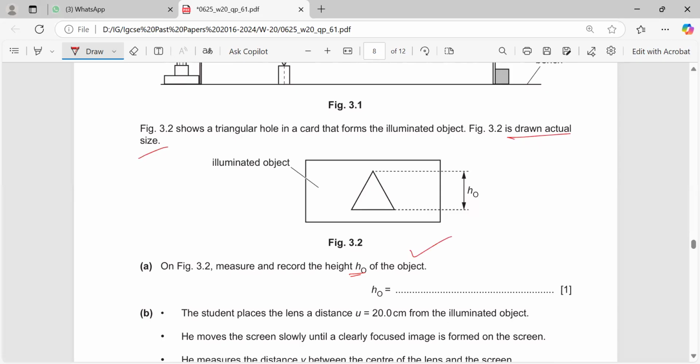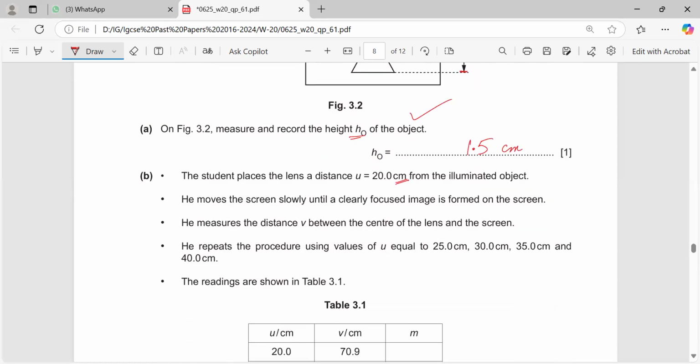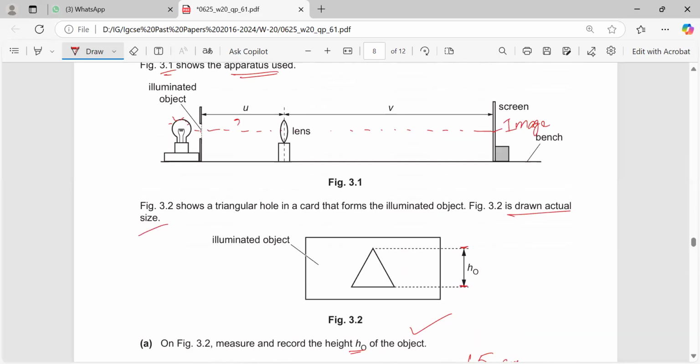And when we are measuring it, 1.5, and see the distances are given in centimeters. So this is also centimeter. We have to measure from here till here. Now, the student places the lens a distance U 20 centimeter from the object. So this was taken initially equal to 20 centimeters.